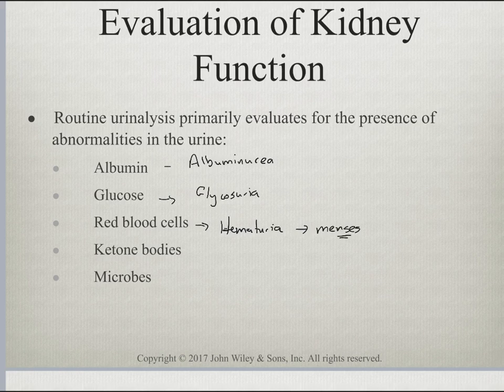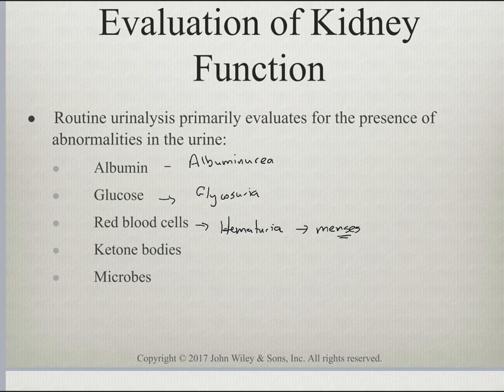Typically in lab, we will be doing a true urinalysis test, meaning that you will urinate in a cup, and we will test it for pH, for specific gravity, for color, for smell, for whether we find albumin, glucose, red blood cells, white blood cells, which could indicate infection, urinary tract infections.